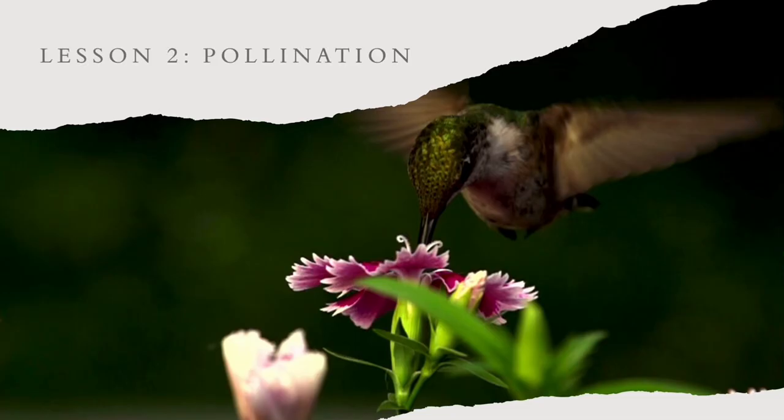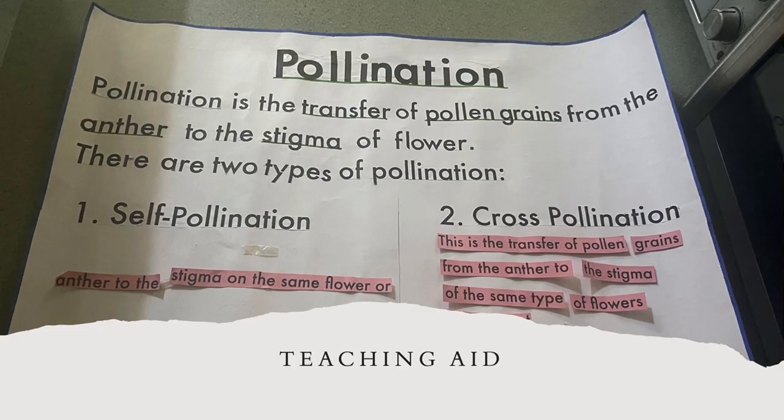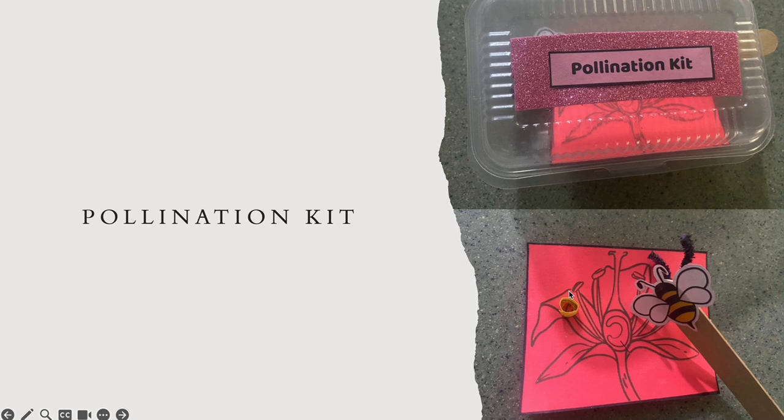Moving along to lesson 2, pollination. First, I typed once again and cut each letter out individually and pasted it to the cardboard. For the second aspect, you're seeing the words cut in a different color and pasted because the pupils were responsible for rearranging the words and creating the definition of self and cross pollination, and this was done after an activity which is the pollination kit.